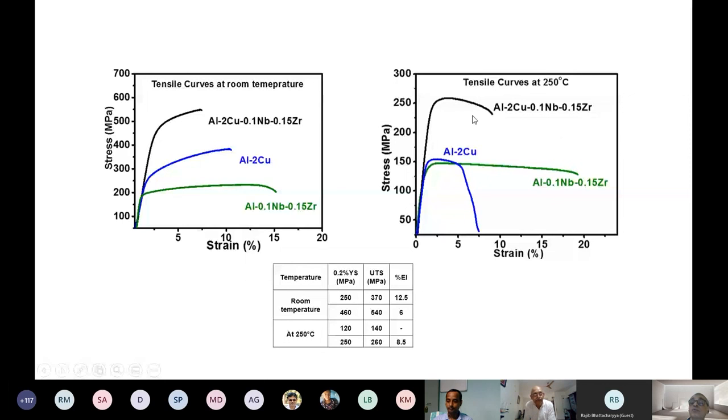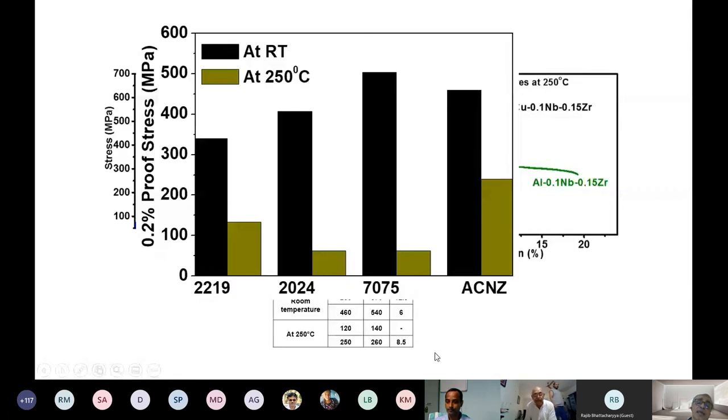Therefore, the material at 250 degrees centigrade is still very strong with a 250 MPa strength. This is, if you remember, what challenge Boeing posed to us, which we solved. This is a comparison of all the alloys: 2219, 2024, 7075, and our alloy.